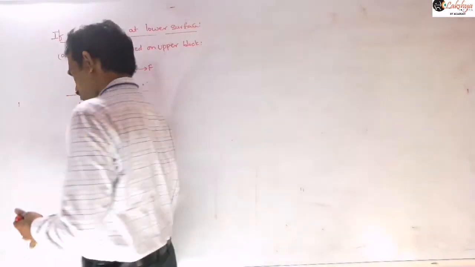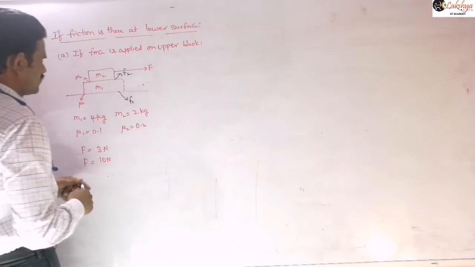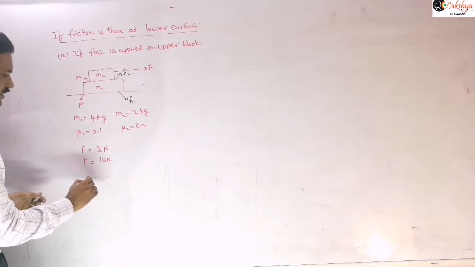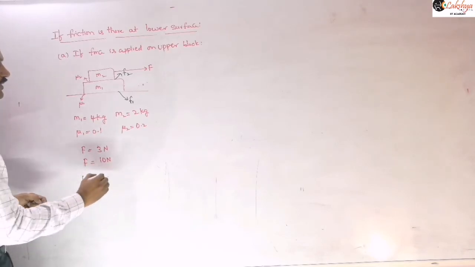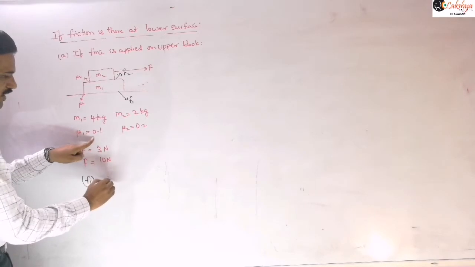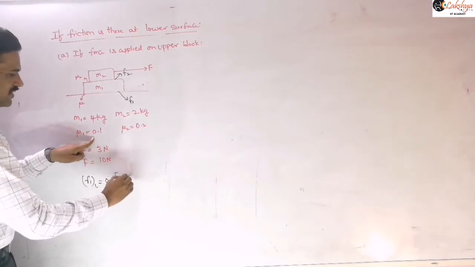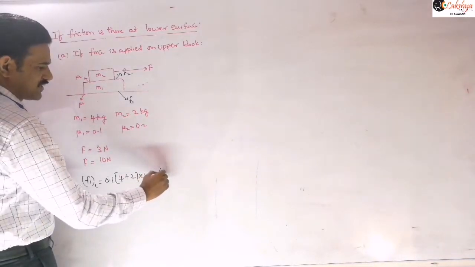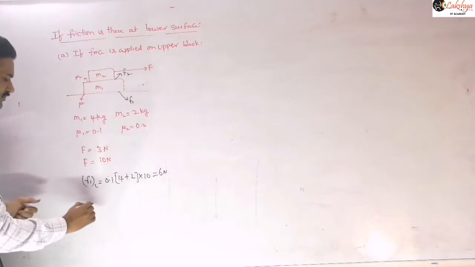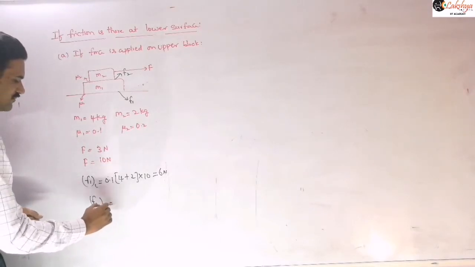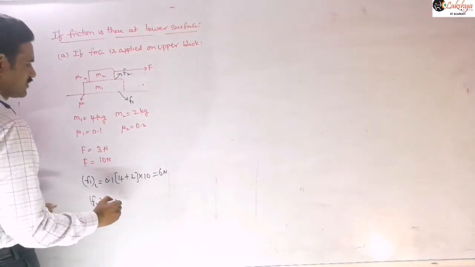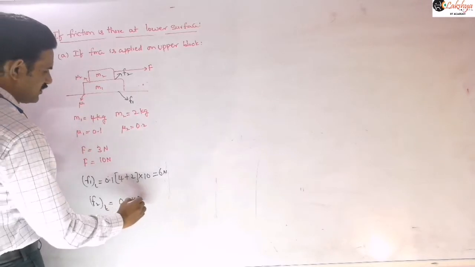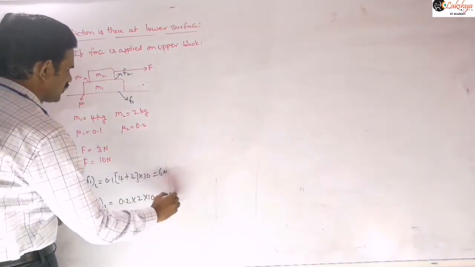So first let us calculate those limiting friction values here. F1 means the frictional force here, and F2 is the frictional force here. F1 limiting value is 0.1 into (M1 plus M2) into g. Let us take g as 10, so you will get 6 newtons. That is F1 limiting. Now F2 limiting, where mu2 is 0.2, is 0.2 into M2 g, so 2 into 10. So you will get 4 newtons.